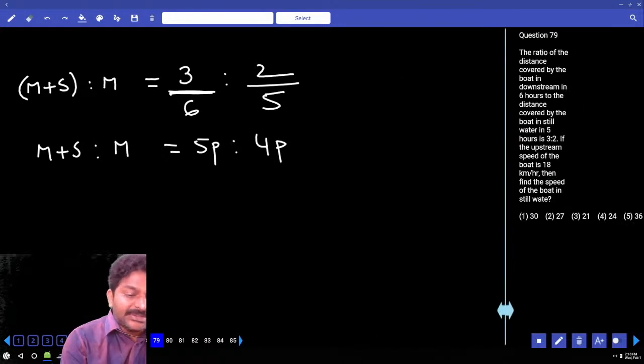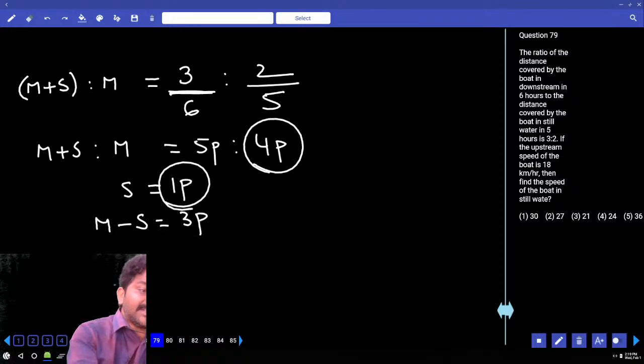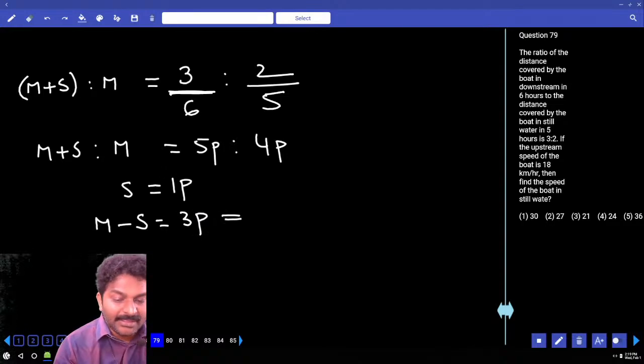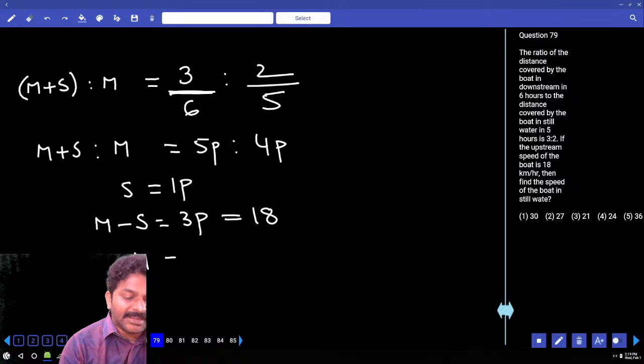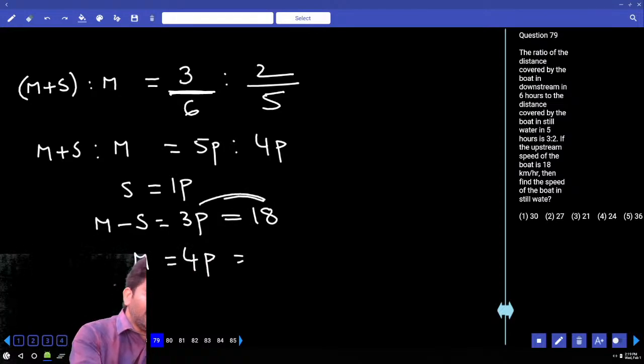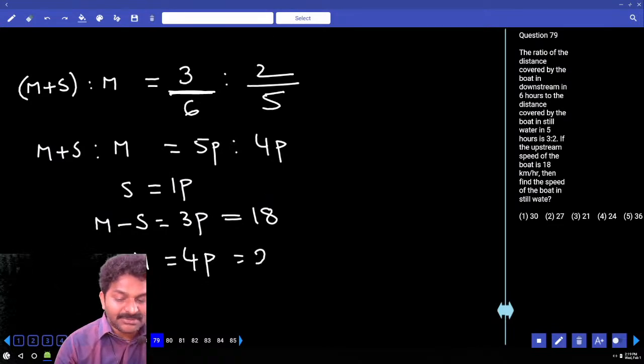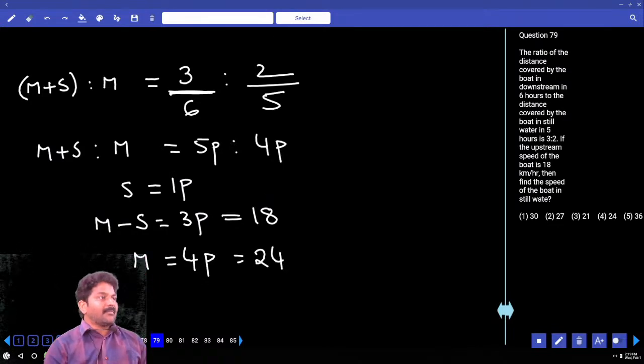From this, stream speed is equal to 1 part. Upstream speed is equal to 3 parts, M minus S. Are you following? If this is equal to 18, we were asked to calculate man speed, that is 4 parts. 3 how many times is 18? 6 times. 4 6 times is 24.